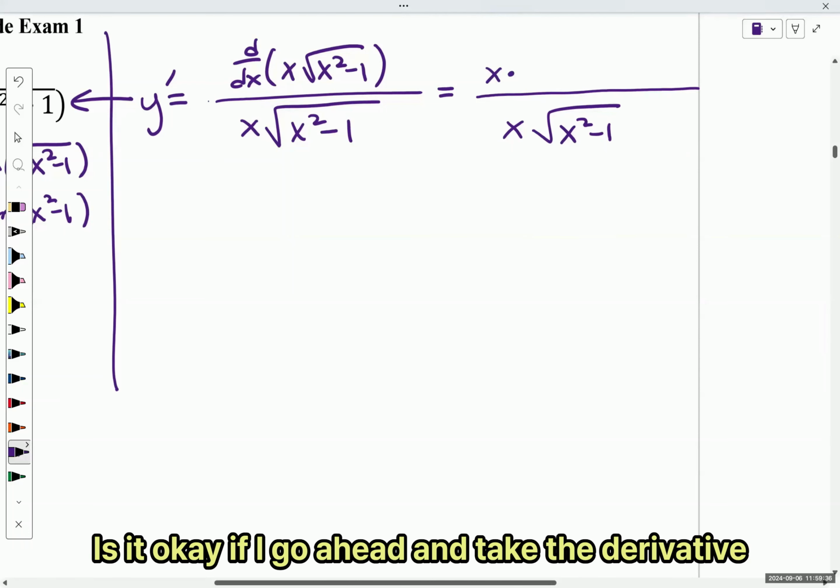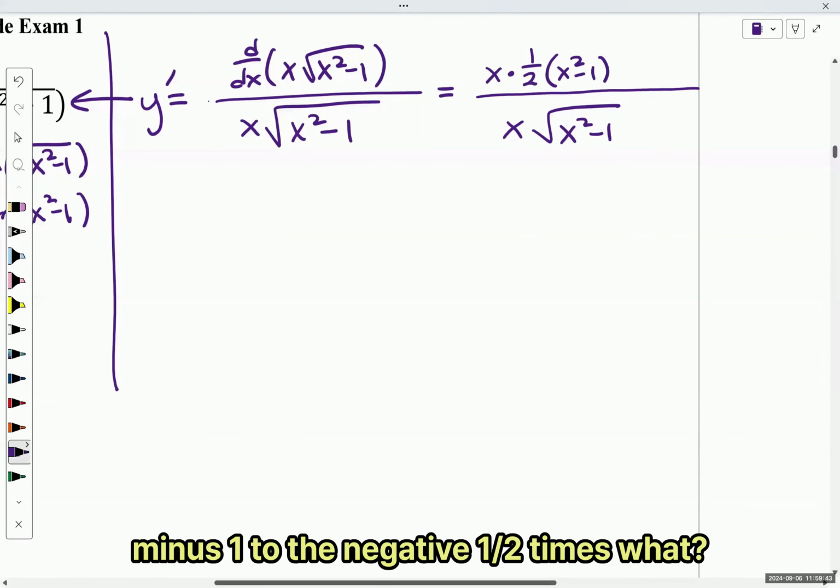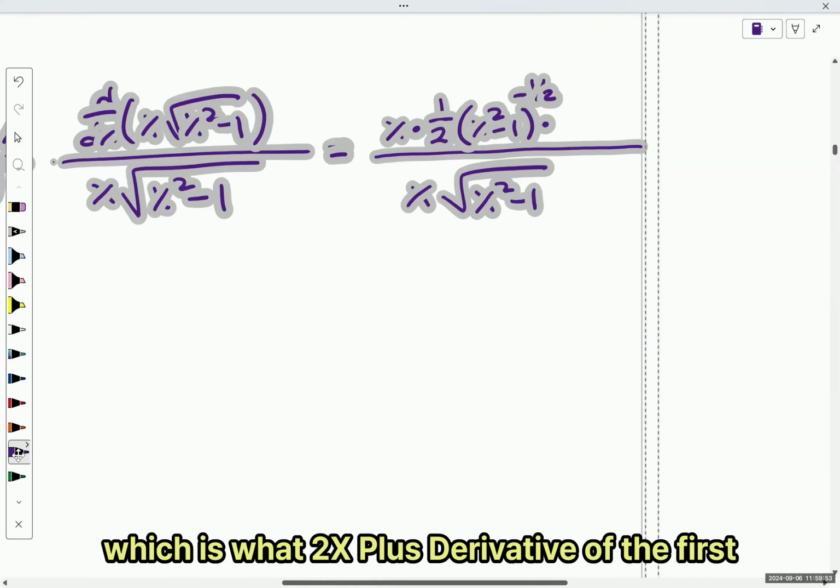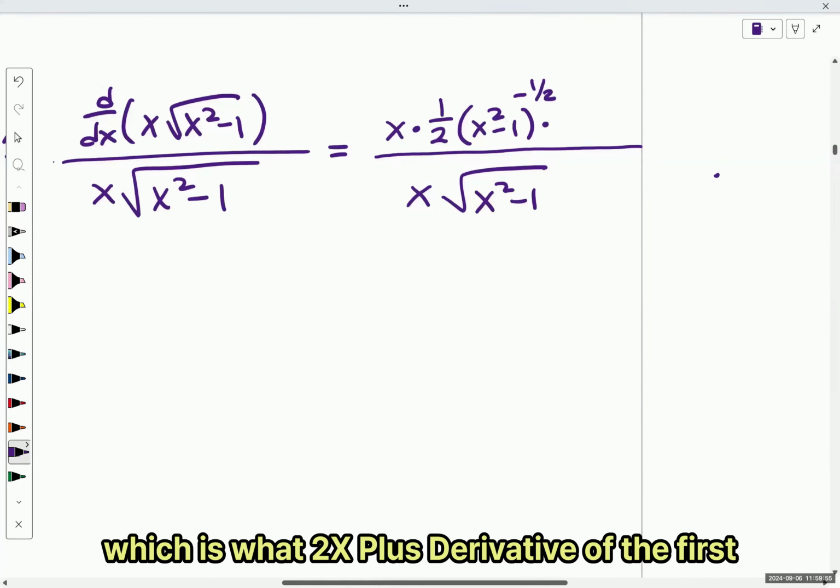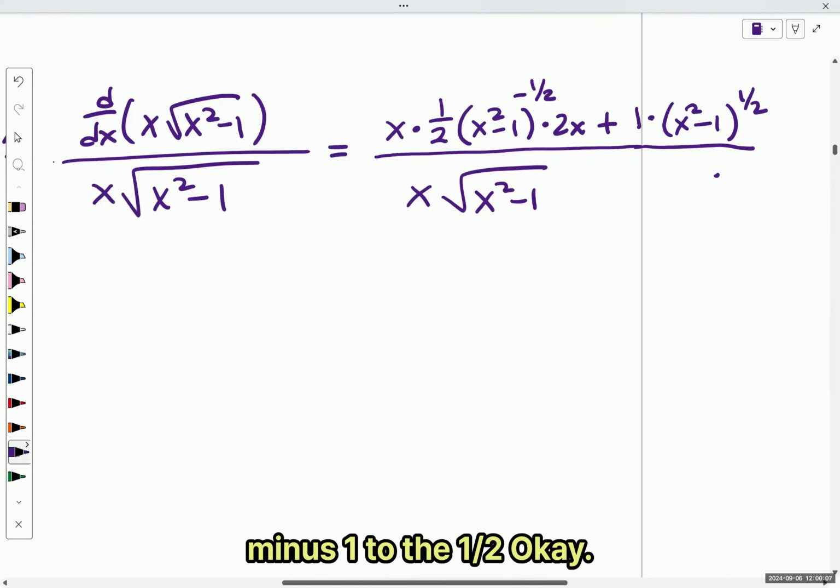Is it okay if I go ahead and take the derivative instead of writing it out? So derivative of the second, I've got 1/2 x squared minus 1 to the negative 1/2 times the derivative of the inside, which is 2x, plus derivative of the first is 1 times the second, x squared minus 1 to the 1/2.